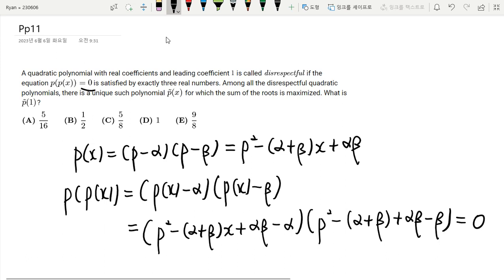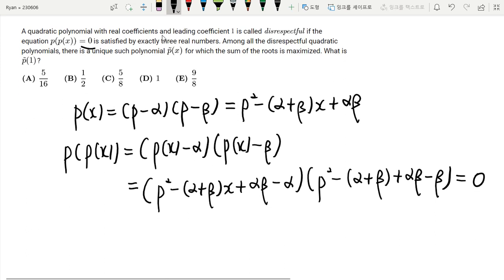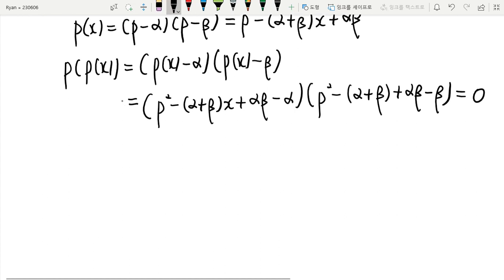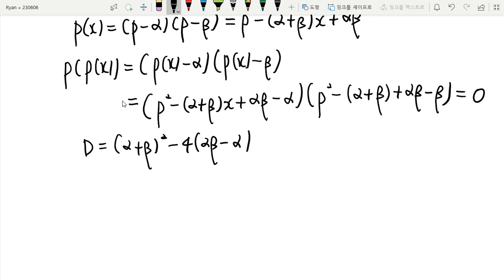this polynomial is supposed to have exactly three real roots, so that means one of these parentheses has a double root. So for example, if this has one solution and this has two solutions, they will have three different solutions. So let's say the first parenthesis has a double root. Having a double root means the discriminant is 0. So if we use the discriminant for the first parenthesis, this should be 0 to have one root. In this case, the one root means double root.